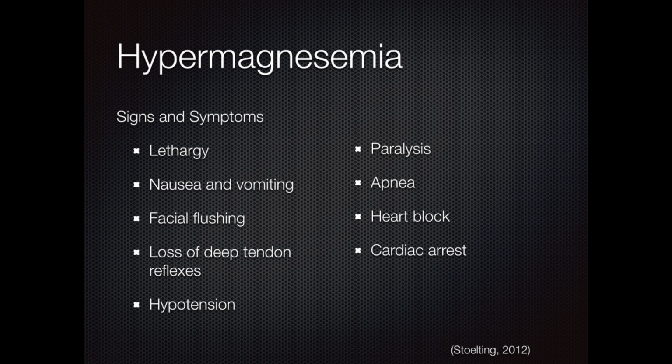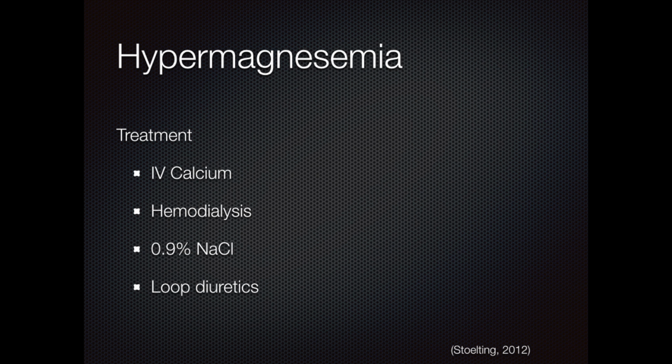Mild hypermagnesemia, 4 to 5 milliequivalents per liter, can cause lethargy, nausea and vomiting, and facial flushing. Worsening hypermagnesemia, that's greater than 6 milliequivalents per liter, can cause a loss of deep tendon reflexes and hypotension. Extreme hypermagnesemia, greater than 10 milliequivalents per liter, the patient may experience paralysis, apnea, heart block, and/or cardiac arrest. With extreme cases of hypermagnesemia, IV calcium and hemodialysis may be required to quickly decrease magnesium concentrations.